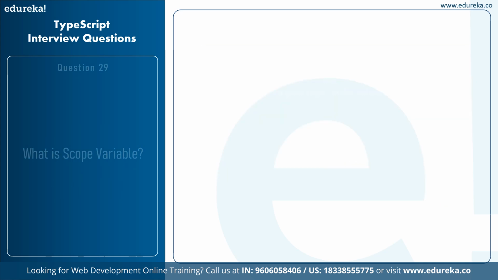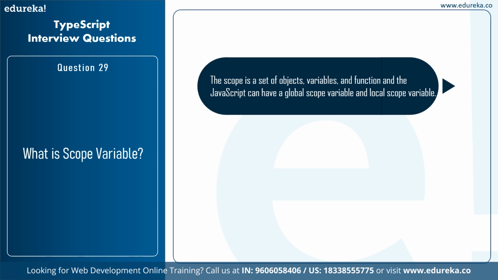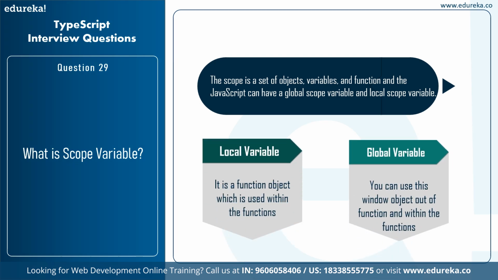Now moving on to the next question, what is scope variable? Now the scope is a set of objects, variables, and functions, and JavaScript can have a global scope variable and a local scope variable. So you can declare a variable in two different scopes. The first is the local scope, which is a function object that is used within the functions. The next one is a global scope variable. You can use this window object out of function and within the functions. So these were the two different types of scope variable in TypeScript.